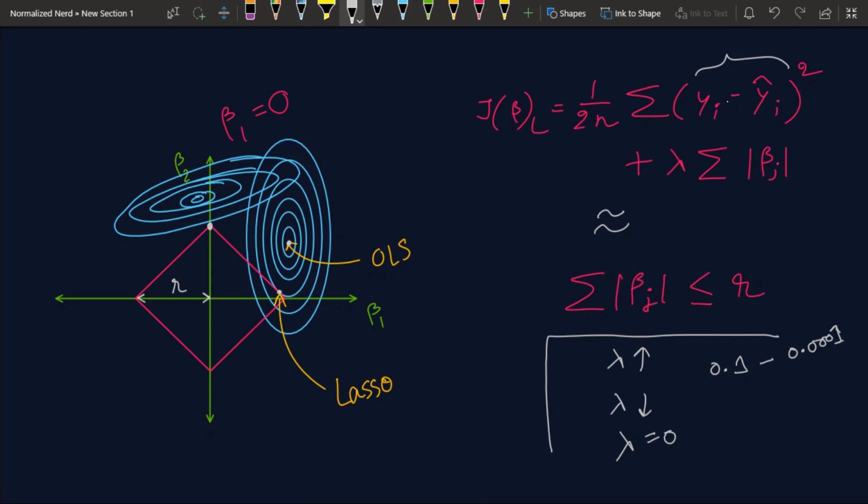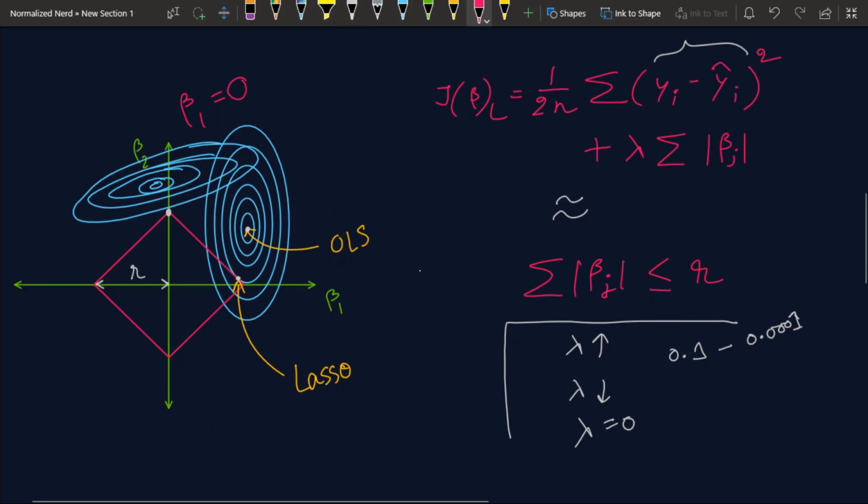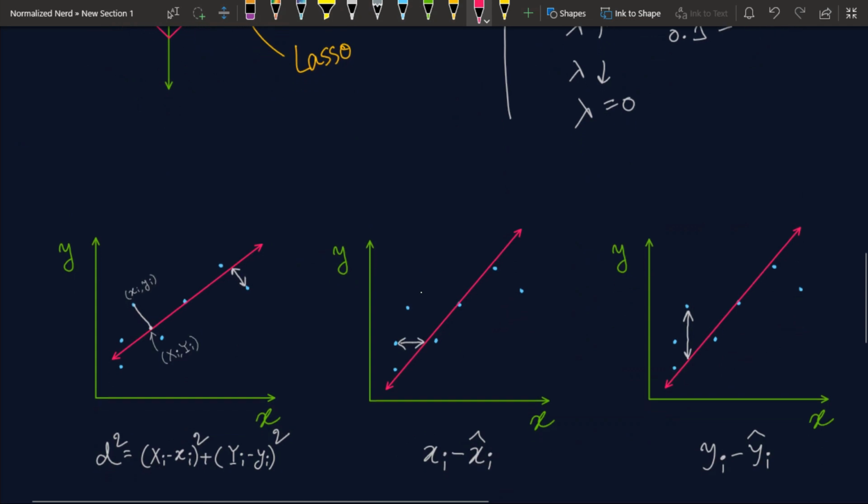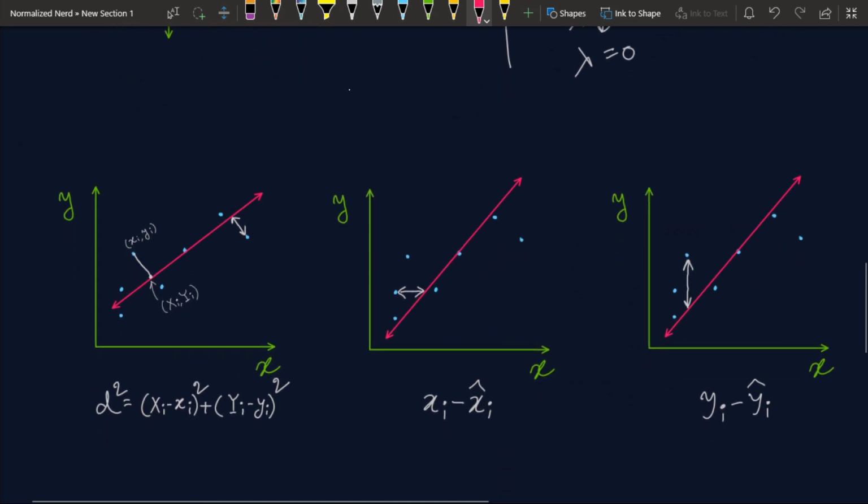Now, why would anyone want to do that? I'm gonna explain that towards the end of this video, but for now, let's explore what are the different possibilities for our residuals. First, I'm gonna show you something called major axis regression or orthogonal regression.